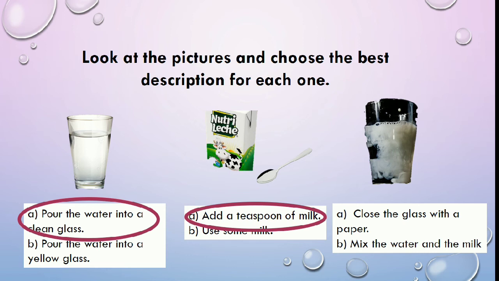And the third one, mix the water and the milk. In this case, this is a shake glass. You don't have to close the glass with a paper because we don't have paper in the image. In the image we have water and milk. For that reason, we have to mix the water and the milk.